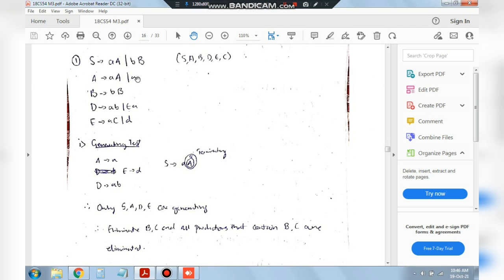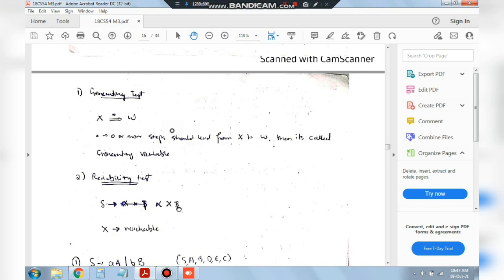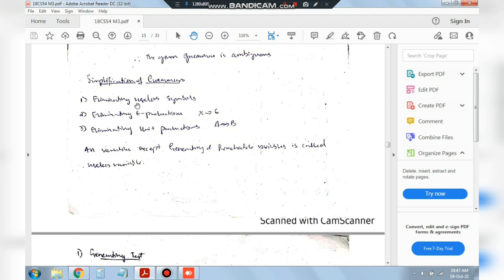What is the example given to us is, these are the rules given to us. We have to simplify this grammar. Okay, so it's given to us that S goes to aA, bB. Capital A goes to small a, capital A, or small a, and capital B goes to b, capital B. D goes to ab, and epsilon a, and E goes to this a, or E goes to ac, or D.